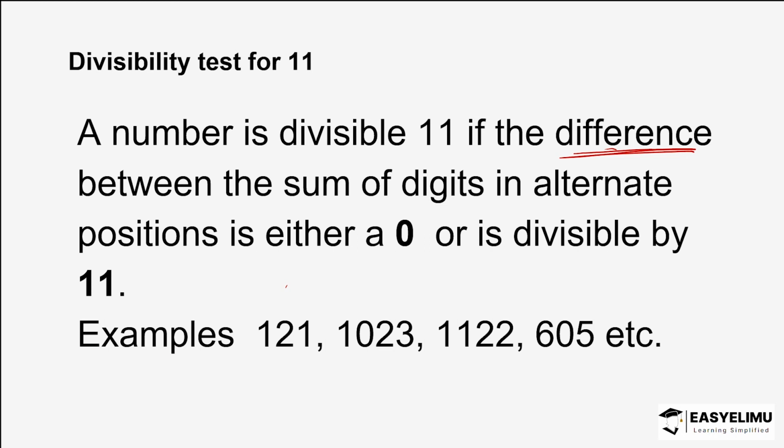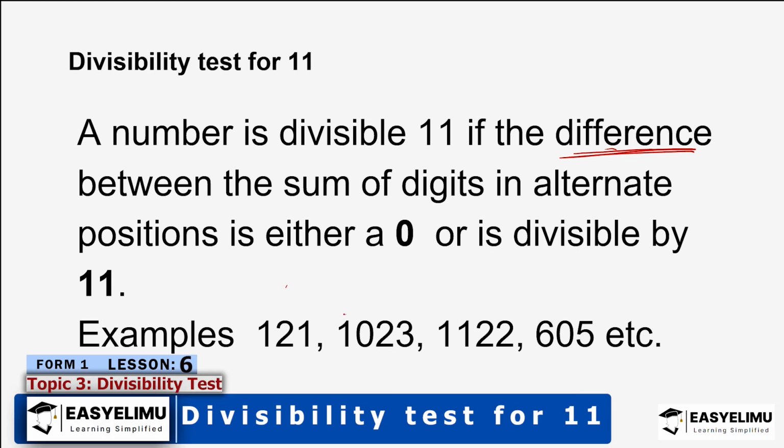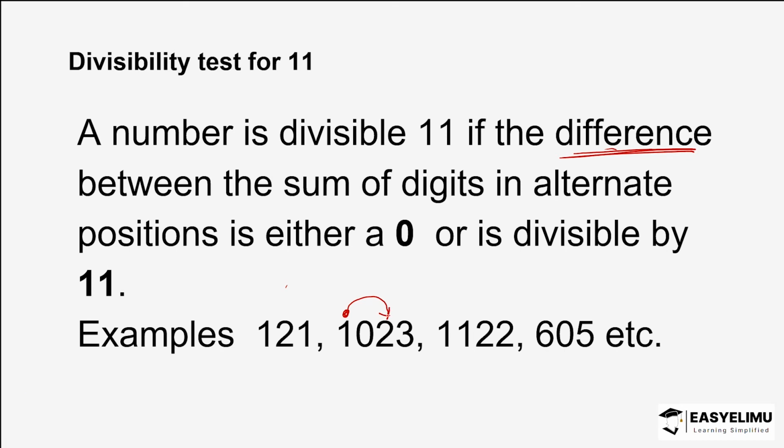Another good example is here. If you pick 1 as the first one, then you skip 0, you go to 2, and you add. Remember, we're talking about the sum of digits in alternate positions, meaning you skip. If you pick the first one, you skip the second one, you go to the third one, and so on. Then you start from the second one, skip the third one, and go to the fourth. You add that way, then you subtract the two, depending on which one is greater, in such a way that you end up with a positive value.